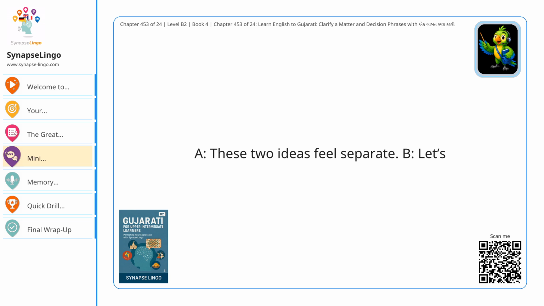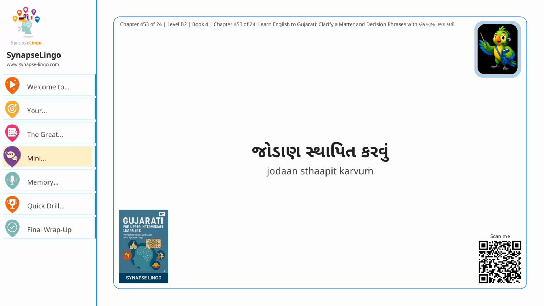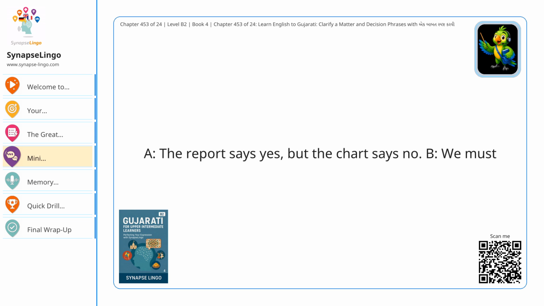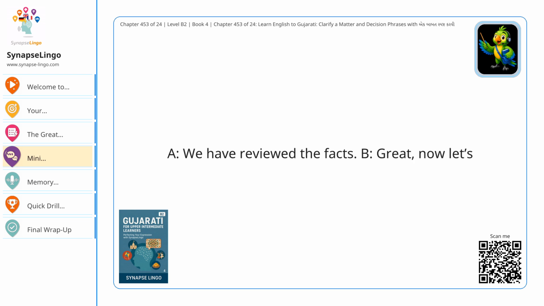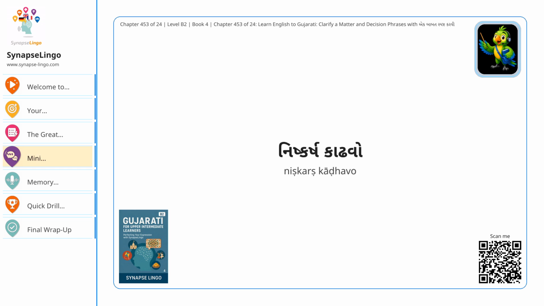A. These two ideas feel separate. B. Let's, જોડાણ સ્થાપિત કરવું, between them. A. The report says yes, but the chart says no. B. We must, વિરોધાભાસ દૂર કરવો. A. We have reviewed the facts. B. Great, now let's, નિષ્કર્ષ કાઢવો.